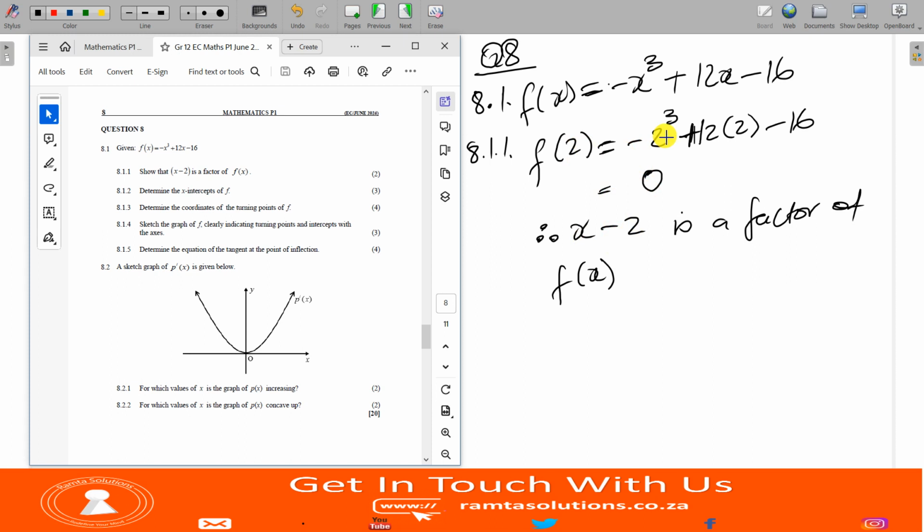Otherwise, you can also use the factor theorem. It'll still give you the answer. All right. Moving on.